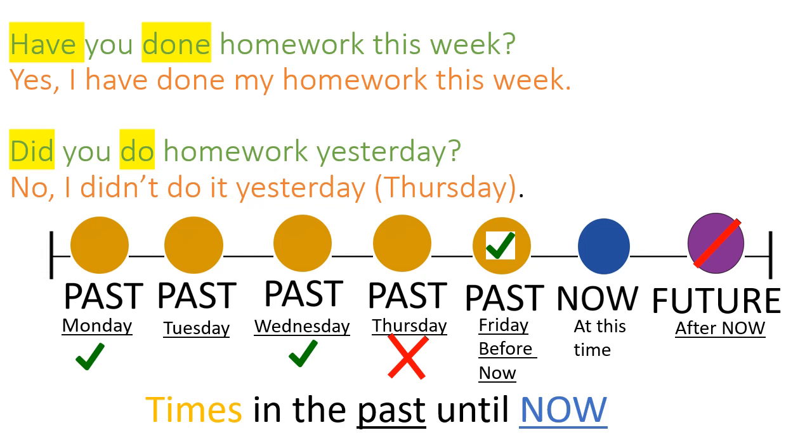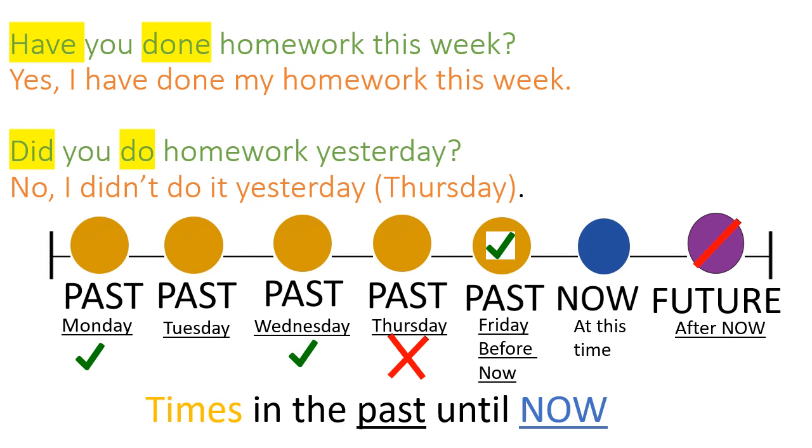So, just to show you the difference between past until now and simple past, if I ask you, have you done homework this week? You can say, yes, I have done my homework this week. So maybe on Monday, yes, you did it. And another time on Wednesday, you did it. Okay, and then Friday, which is today, before now, you did more. Okay, so you can answer yes. Yes, I have done over this time of a week, I have done my homework.